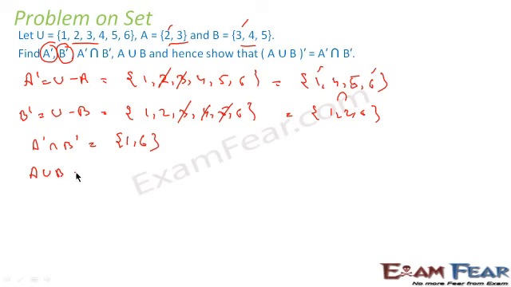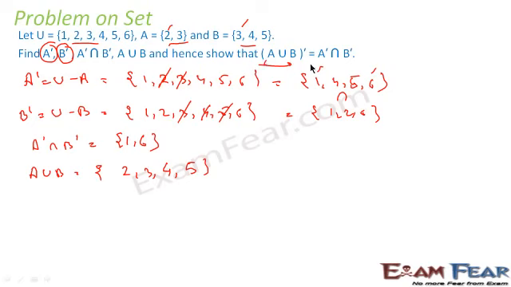Now we are asked to write A union B. For this, let's write A first, 2 and 3, and now we'll write the other elements of B. 3 is already there, so we'll ignore this. 4 is not there in this list, so we'll add this. 5 is not there in this list, so we'll add this. So 2, 3, 4, 5 is A union B.